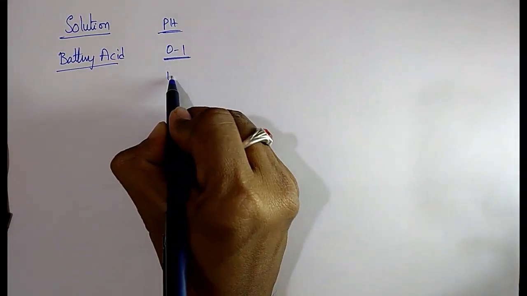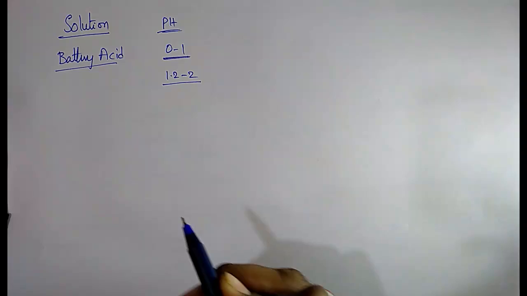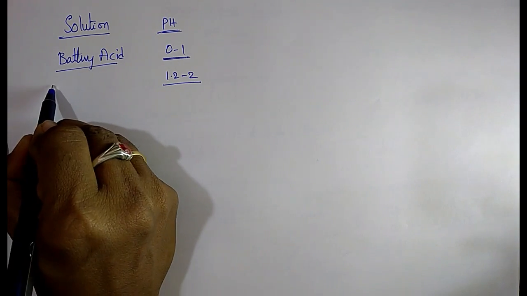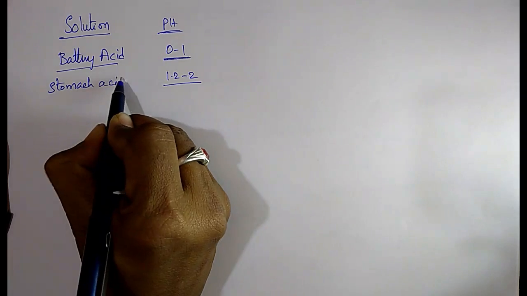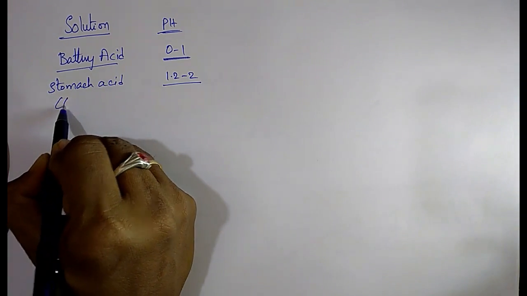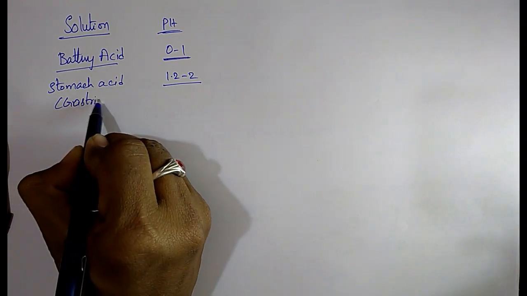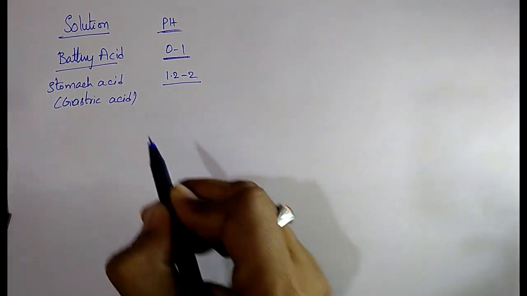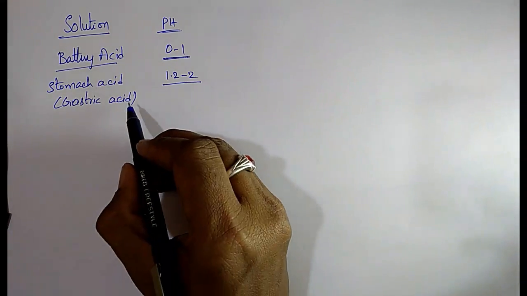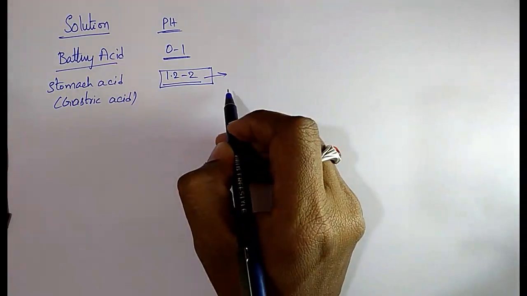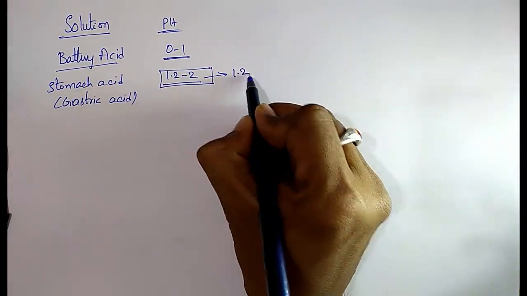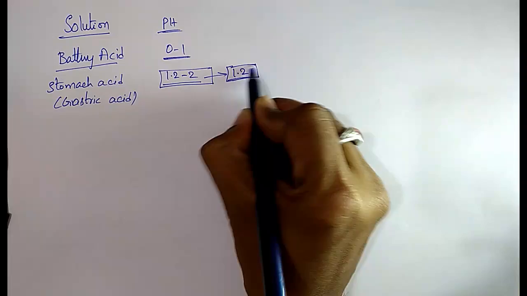And from 1.2 to 2 pH, that is stomach acid. We can also call this gastric acid. That means the acid produced in our stomach has a pH value of 1.2. Generally it is considered as 1.2.